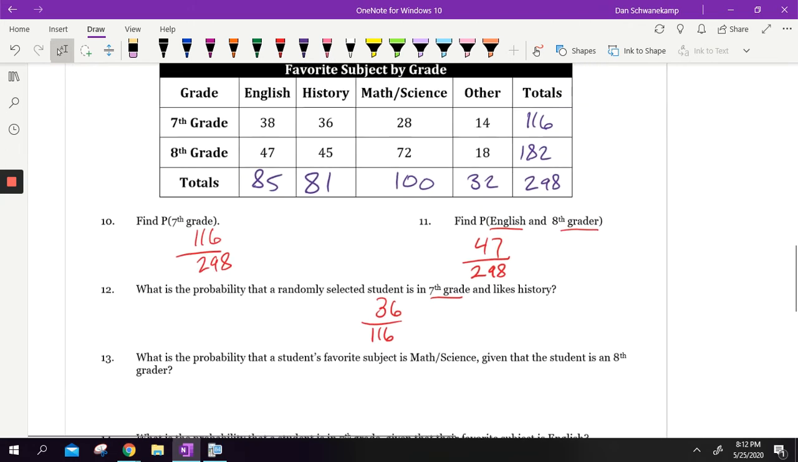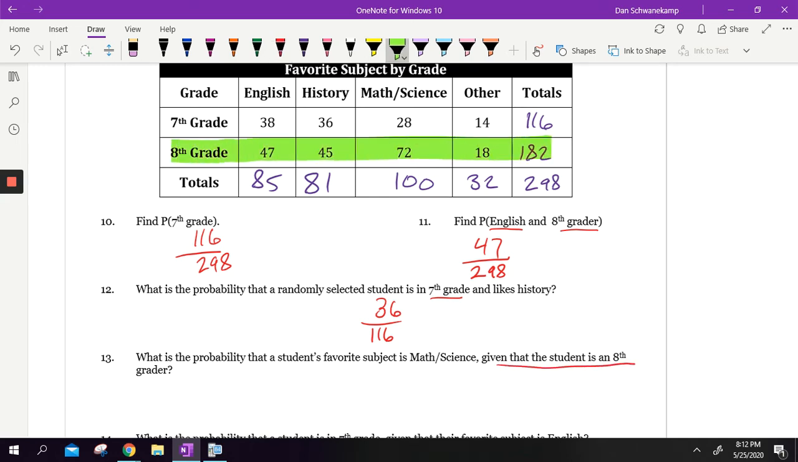What is the probability that a student's favorite subject is math or science? I don't know why they lumped us together. This is a math problem. They couldn't separate math and science, but their favorite subject is math or science, given that a student is an 8th grader. So given that they're an 8th grader, I'm only looking in the 8th grader column. My total number is going to be 182. Favorite subject is math or science, 72.